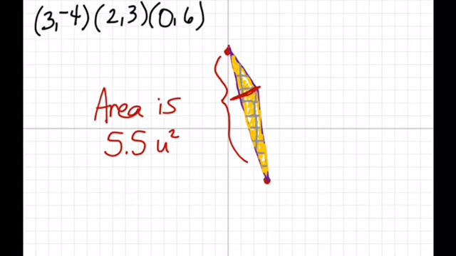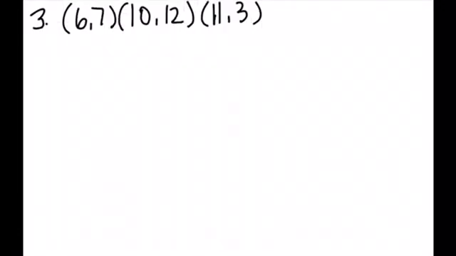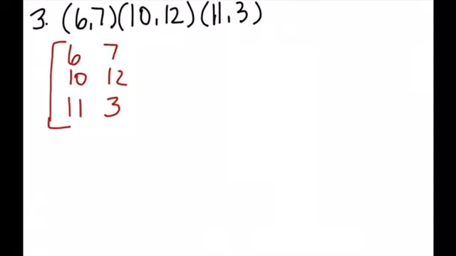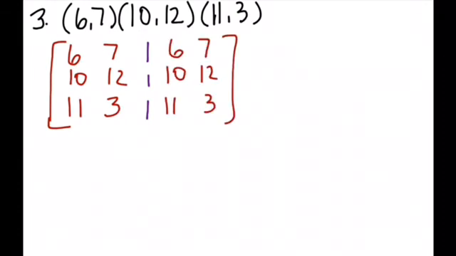Okay, let's go ahead and do example number 3. So I've got this set of ordered pairs, so of course the first thing we do is start our matrix. So we'll write the matrix with the three ordered pairs. We're going to fill it in with ones, and then rewrite your first two columns.